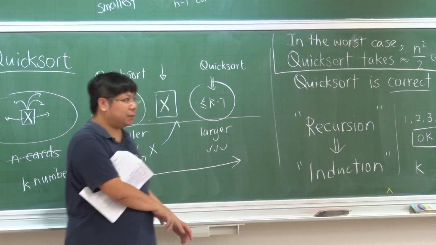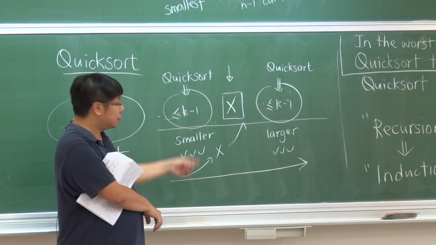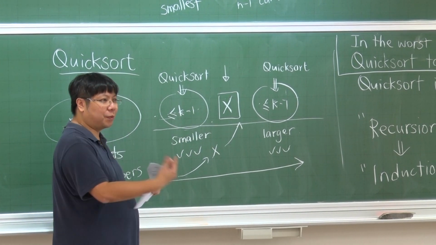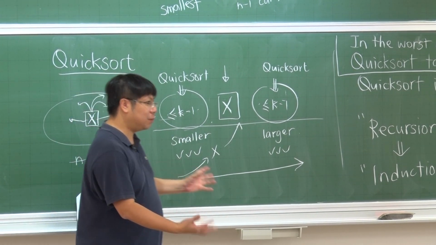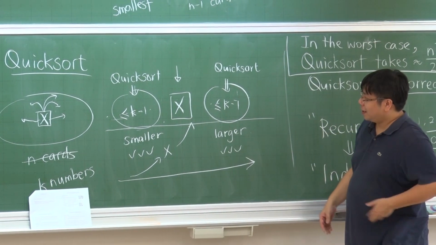So what could be bad for this one? What could be good? First of all, when will quicksort be good?